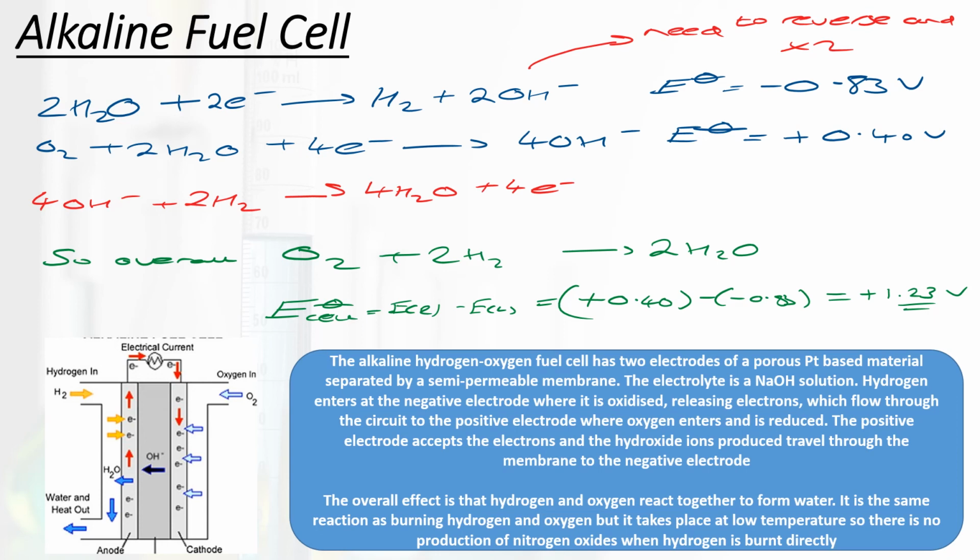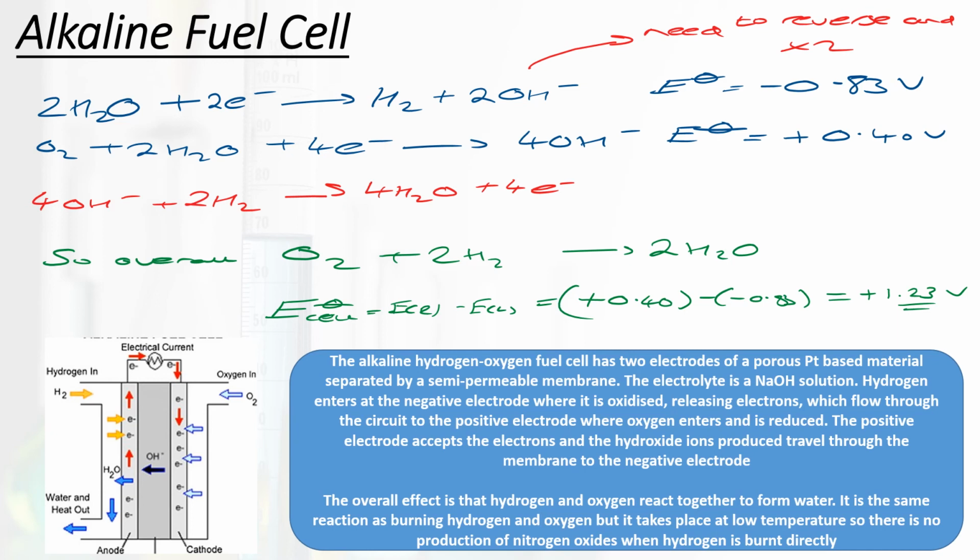So the first thing we need to do is to combine these two half equations. We need to reverse the direction of our hydrogen equation because at the moment it's written as a reduction. So we need to reverse it to write it as an oxidation. And to cancel out our electrons, we also have to times that equation by 2 so that we have 4 electrons on either side. And so that's the red equation you see there. We've multiplied it by 2 and reversed the direction of it.